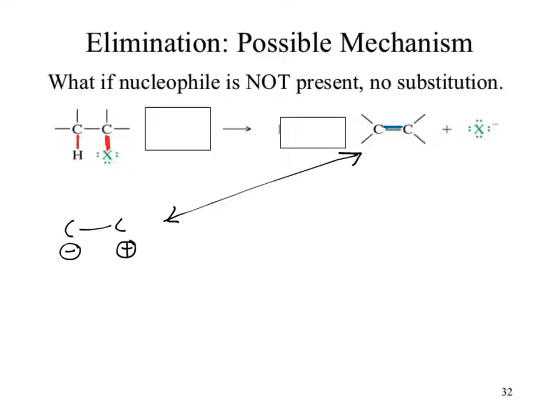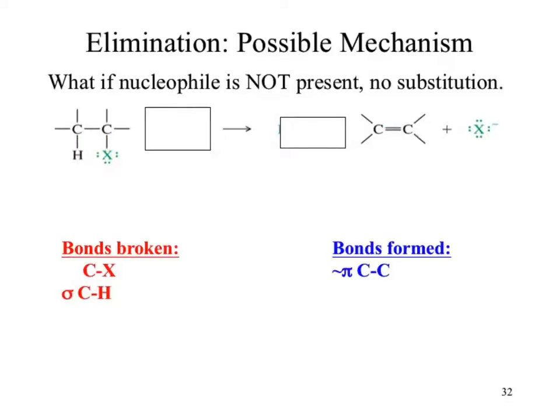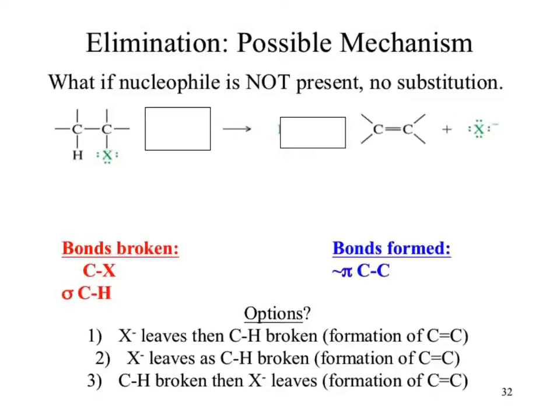I get the same possible options that we had with the substitution. Do I break atom X first? Then H. Okay? Do I break H first? Then X. Okay? Do I do it all at the same time? So I get one extra possible option. But that last one becomes a bit tricky. Why would the last one become tricky?